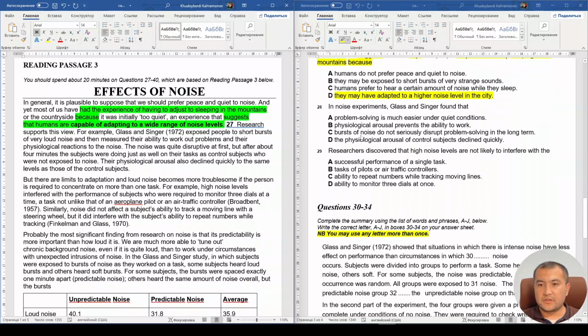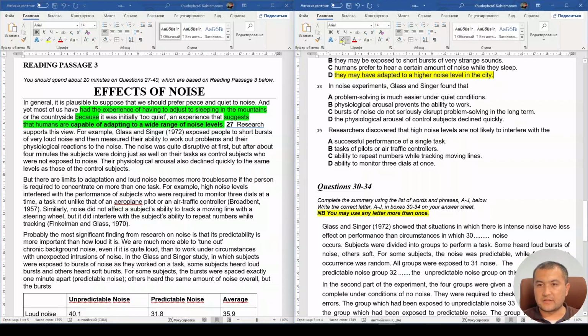In noise experiments, Glass and Singer found that, right? And you see we have the names here, Glass and Singer. Exposed people to short bursts of very loud noise, then measured their ability to work out problems, and their psychological reactions to the noise. The noise was quite disruptive at first, but after about 4 minutes, the subjects were doing just as well on their tasks as control subjects who weren't exposed to the noise.